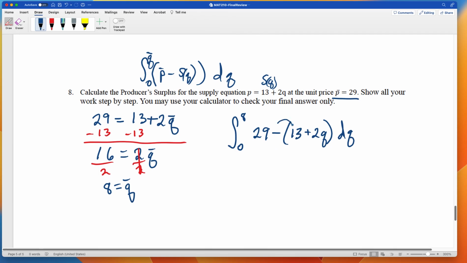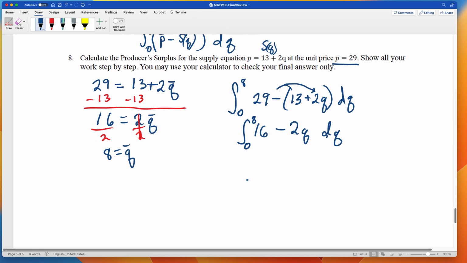Now remember to distribute this to both terms. 29 minus 13, well, we've already got that, that's 16. Negative goes on to here, 2Q, and we're integrating from 0 to 8 dq. Now when we integrate 16, remember that's like Q to the 0, so we get 16Q to the first. When we integrate this, we add 1 to the exponent, so that's going to be 2Q squared, and divide by that new exponent, so the 2's will cancel out, right? 2 divided by 2 is 1, and we're going to take that from 0 to 8.